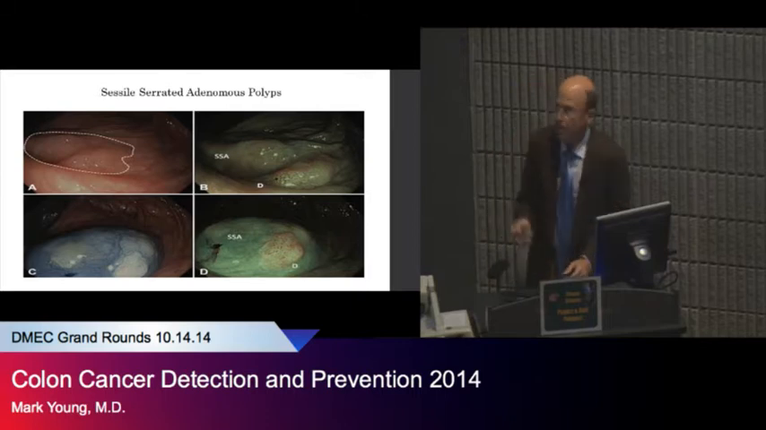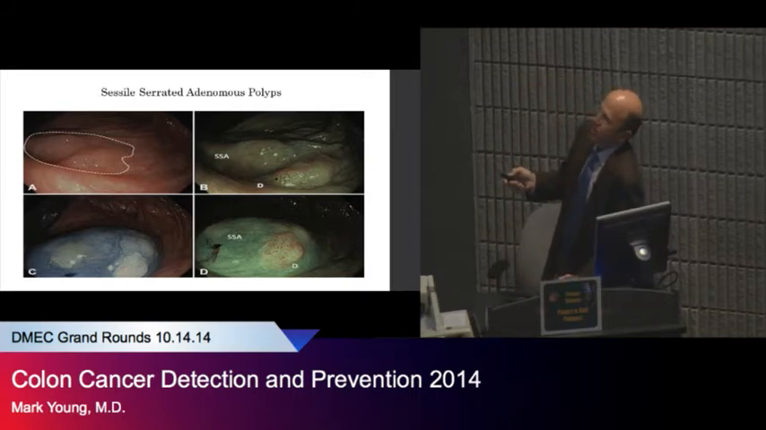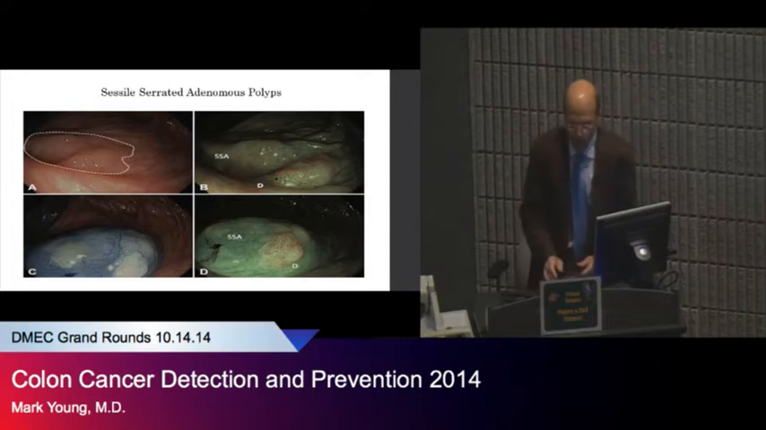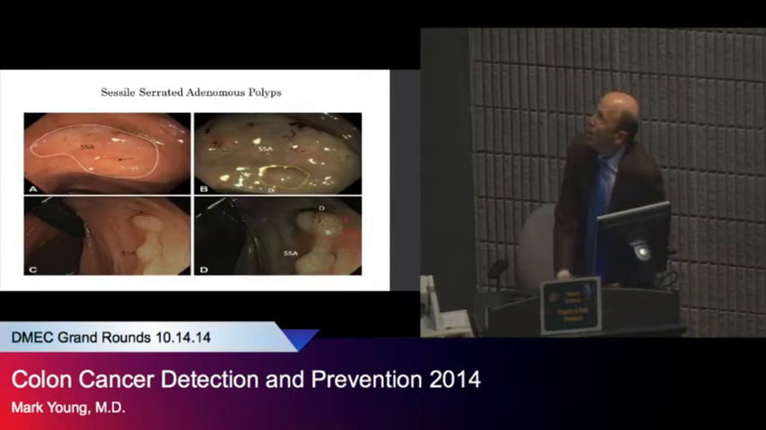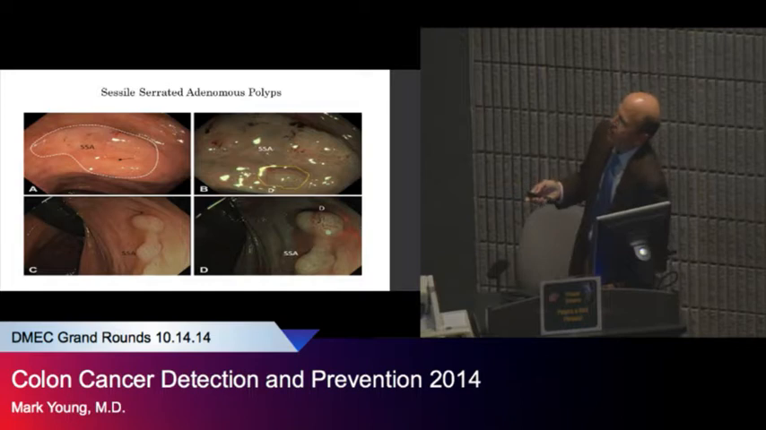These polyps tend to be on the right side of the colon. They're flat and they're behind folds. But with narrowband imaging, you can see the polyp somewhat better sticking up off the mucosal surface. So this is a serrated adenoma here, under white light. Same thing here. Under white light, you see it. It's a little bit harder to see going around corners. And under blue light or narrowband imaging, you can see it's very well demarcated.